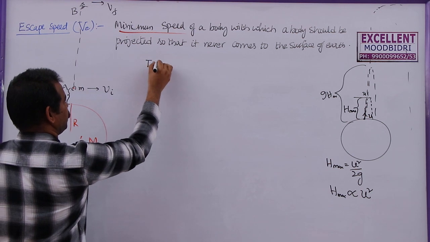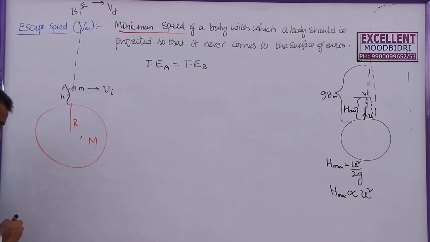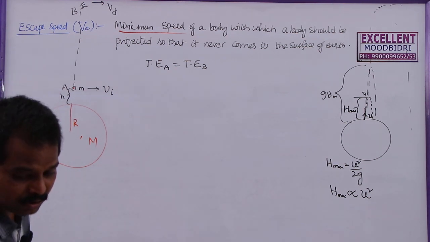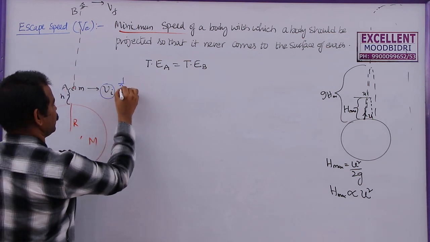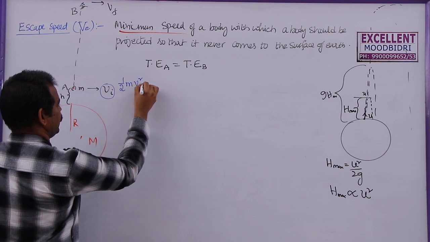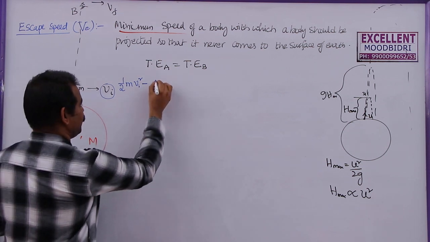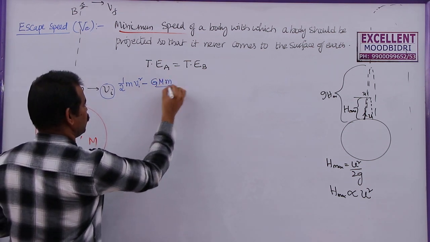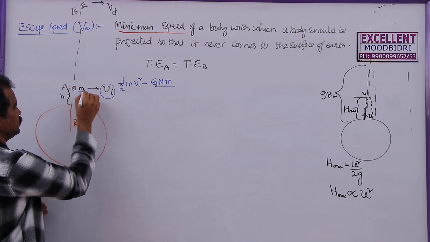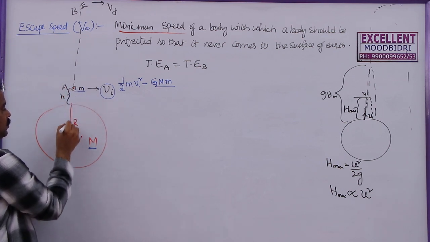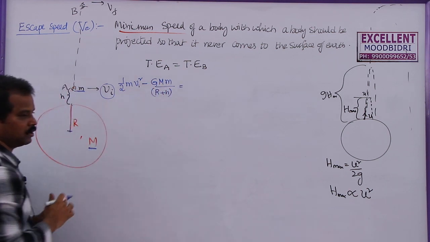From the law of conservation of energy, total energy at A is equal to total energy at B. What is the total energy at A in this case? The total energy is the sum of kinetic energy and potential energy. With velocity v_i, kinetic energy will become half m v_i square plus, what is the potential energy here? Just now we derived this potential energy: minus G M m by, where capital G is the universal gravitational constant, M is the mass of earth, and small m is the mass of the body. The distance between these two is r plus h. This is the total potential energy of the system.